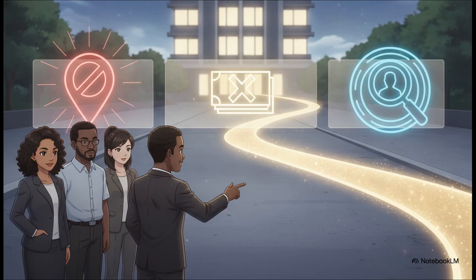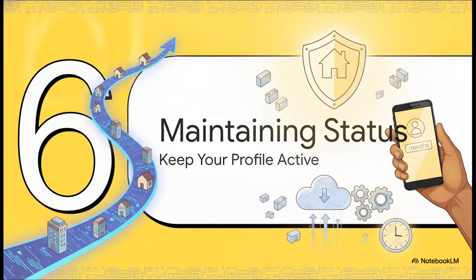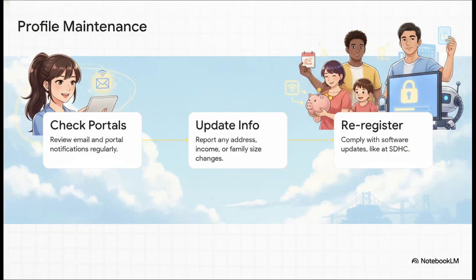Now, if you are denied, you generally do have the right to an appeals or review process, which is exactly why keeping all your documents meticulously organized is so critical. All right, final stretch, Section 6, maintaining your eligibility status. Surviving the waitlist is definitely not a passive activity. It requires active, ongoing maintenance of your digital applicant profile over months or sometimes even years.